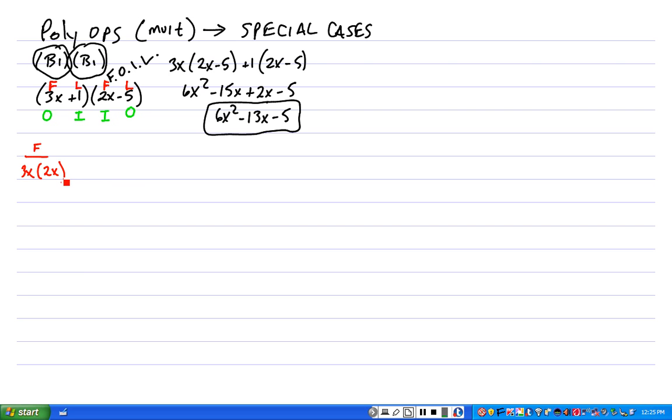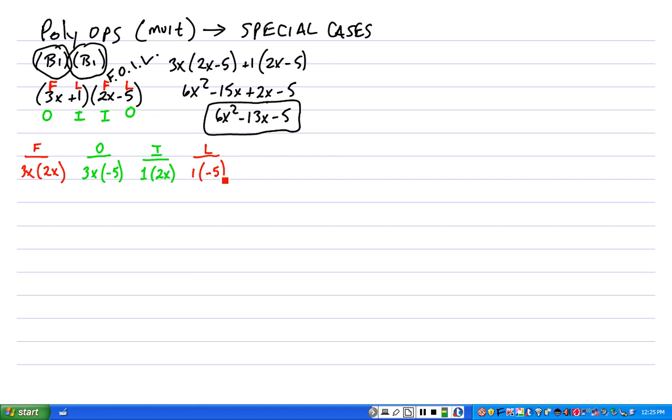Okay. For our outside, we have 3x times a negative 5. Our inside, 1 times 2x, so positive 1 times 2x, and then our last times last, which is this 1 times this negative 5.